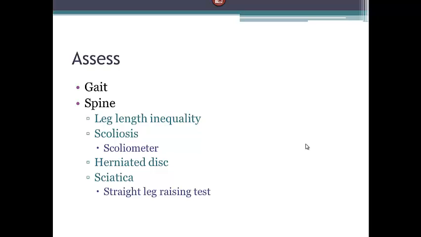Let's talk about gait and spine problems, and we'll concentrate. We already discussed sciatica, so let's concentrate on the actual exam of the spine.